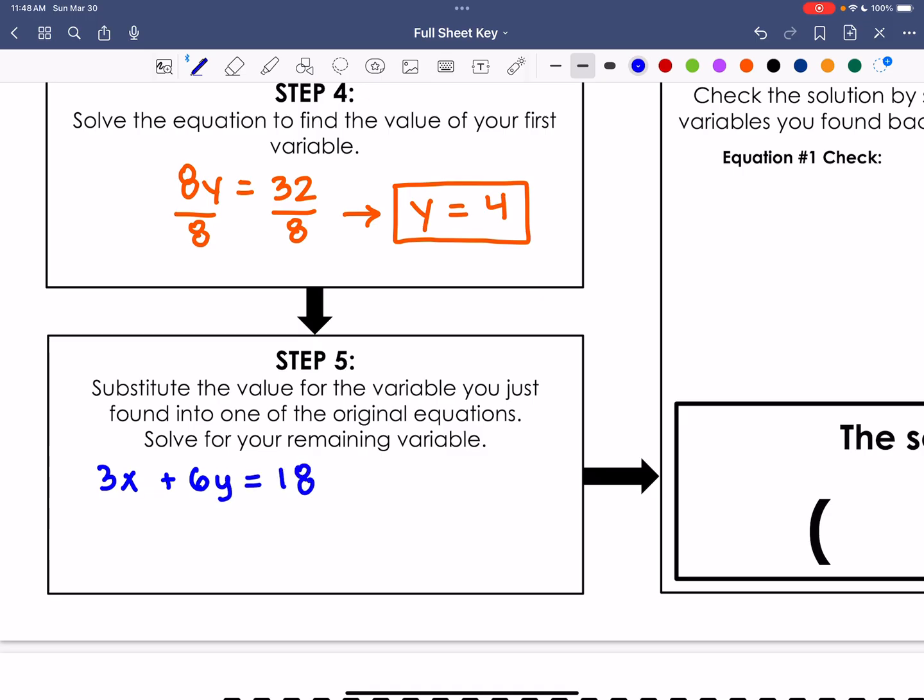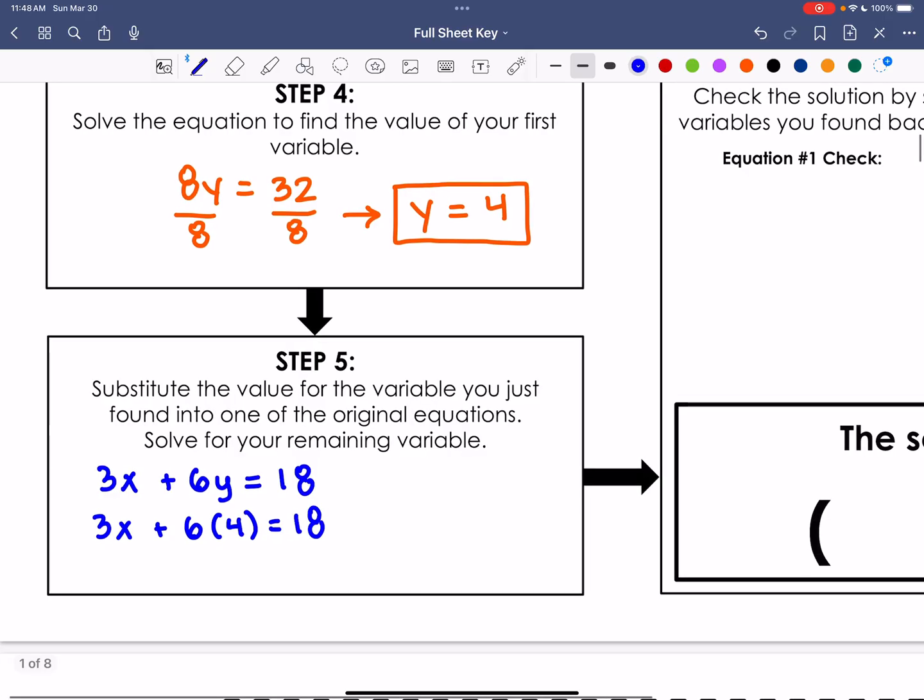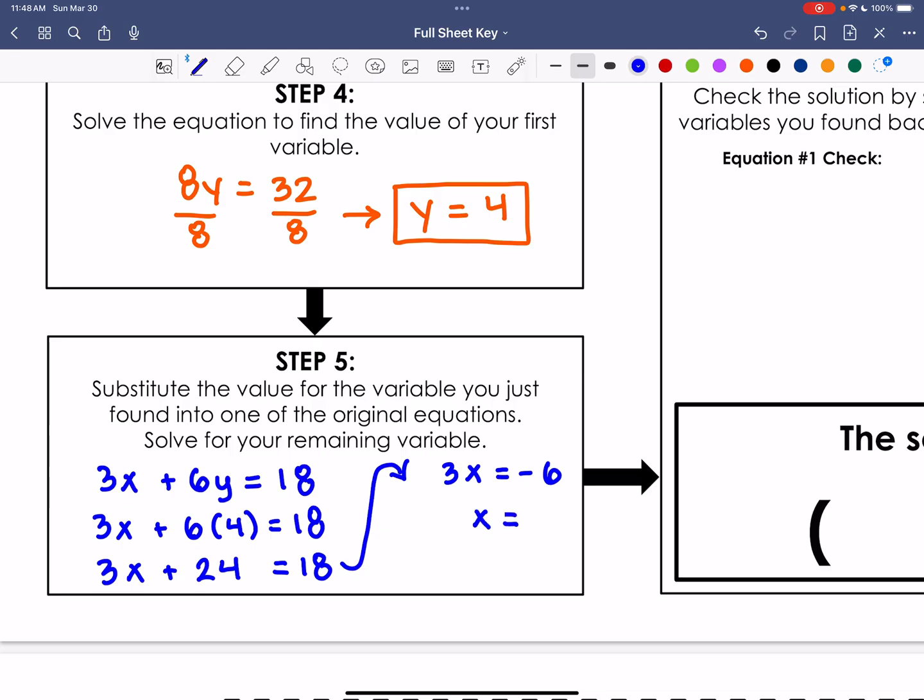But we have found that y is 4, so I'm going to rewrite this as 3x plus 6 times 4 equals 18, which is the same thing as saying 3x plus 24 equals 18. Then you can subtract 24 from both sides, which tells us that 3x equals negative 6. And if you divide both sides by 3, x equals negative 2.